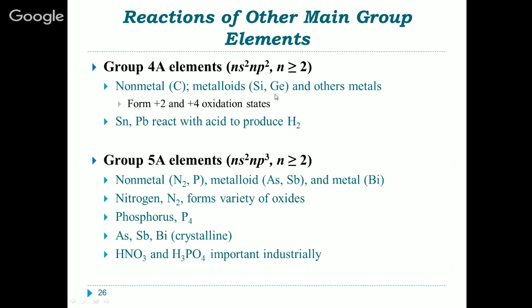Tin and lead will react with acid to produce hydrogen as a gas. So recall our metalloids here, right? They do different things. Sometimes they can behave more like a metal. Sometimes they can behave more like a non-metal. Silicon is mostly used in semiconductors and doping.